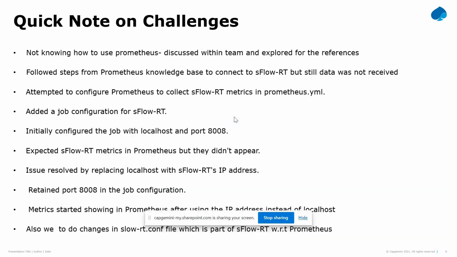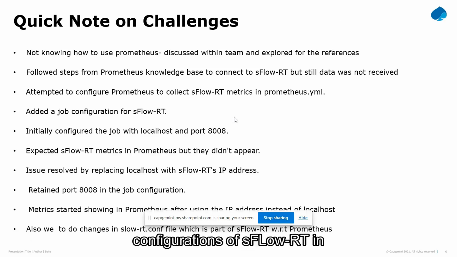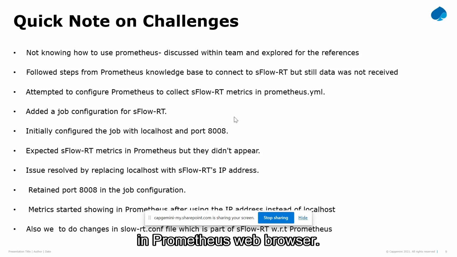And finally, the challenges we faced are when we added the configurations of sFlow in the Prometheus.yaml file. Initially, we added the IP address as localhost and default port as 8008 in order to receive the data in the form of metrics in Prometheus. But we could not receive the data even though we had added the configurations in the Prometheus.yaml file. We were unable to see the configurations in the Prometheus web browser.